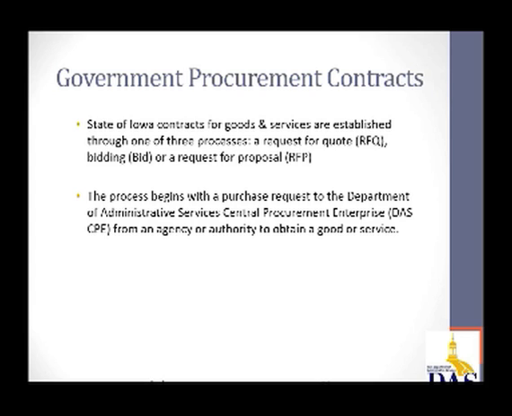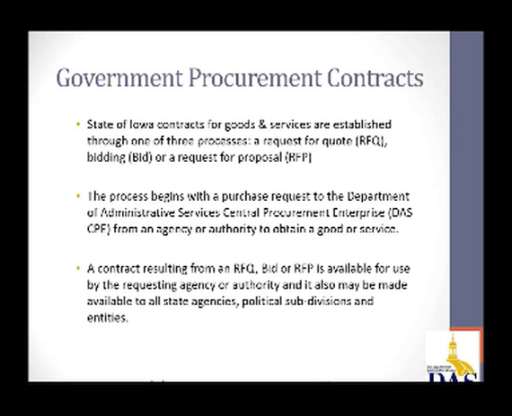Every process begins with a request to our department, which is a central procurement enterprise, and we're located in the Hoover Building in Des Moines. We'll receive those from agencies or authorities to obtain their goods or services. At that time, it's assigned to a purchasing agent, and a contract resulting from either the RFQ, bid, or RFP is available for use by the requesting agency or authority, and it may also be made available to all state agencies, political subdivisions, and entities.